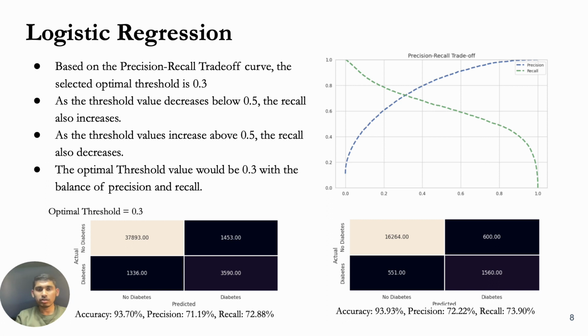So at 0.3, we can expect a good balance of precision and recall. At the optimized threshold value of 0.3, the recall is dropped from 87% to 74%. In our model, it is more important to identify as many patients with diabetes as possible, even if the model makes some false positive cases. But the fine-tuned model has increased false negative cases.